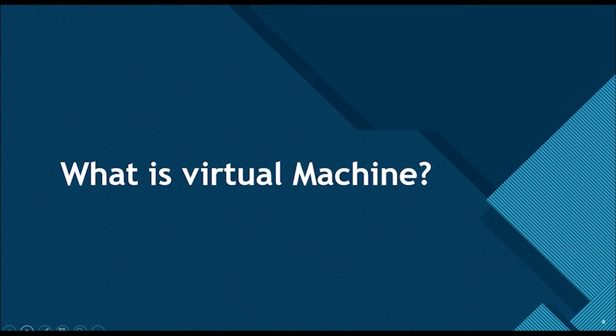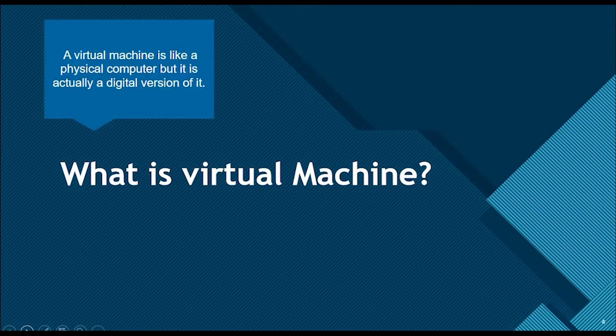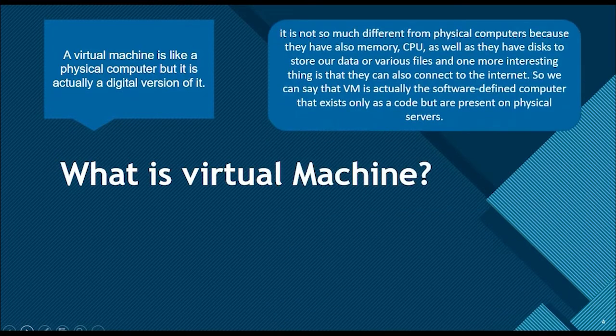So we have seen what is Azure. Now we will look into virtual machines. So what is a virtual machine? A virtual machine is like a physical computer, but it is actually a digital version of it. It is not so much different from a physical computer because they also have memory, CPU, as well as disk to store our data or various files. And one more interesting thing is that they can also connect to the internet.